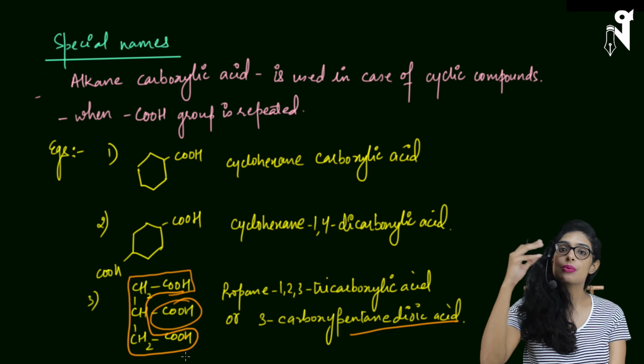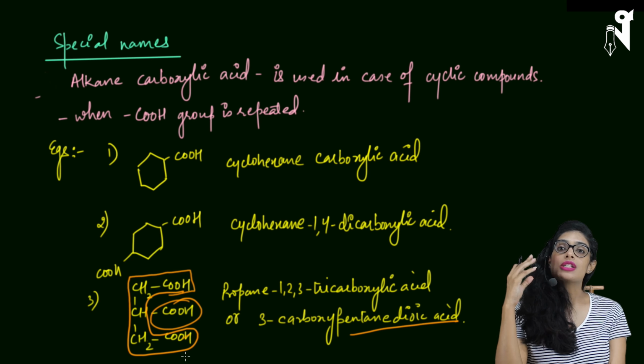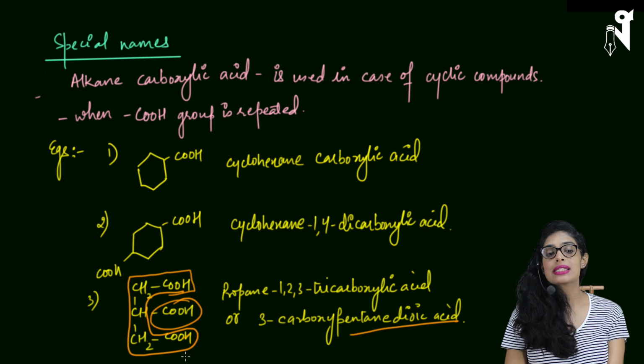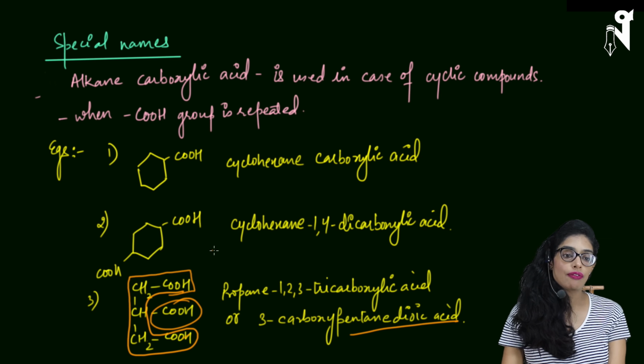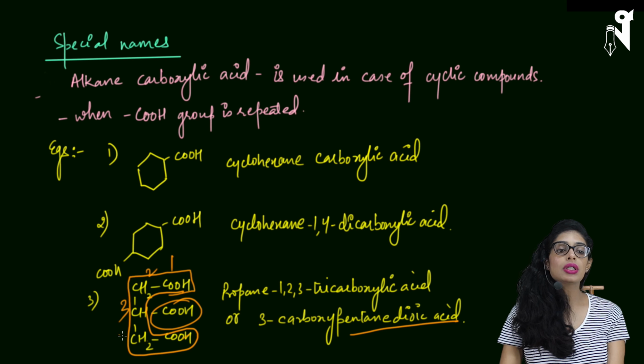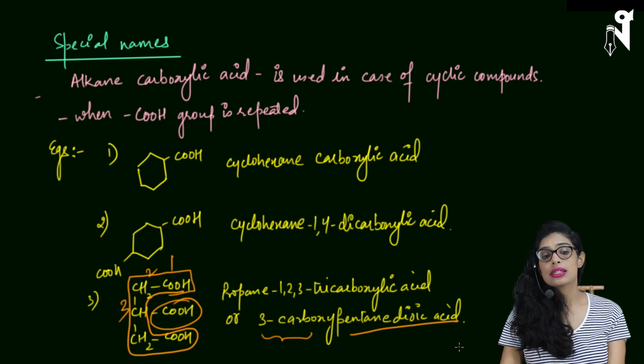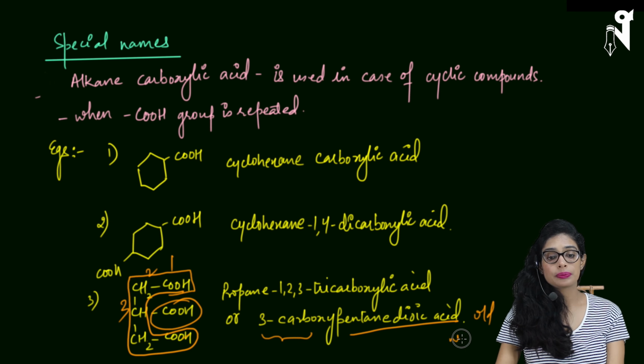So now COOH is acting as a branch, hence the name will be used as a prefix, and the prefix of carboxylic acid is carboxy. So if I number, it is 1, 2, and 3. On the third position, there is one COOH group present, and we call it 3-carboxypentanedioic acid. This is the old way of naming.